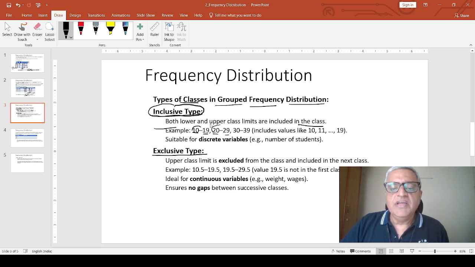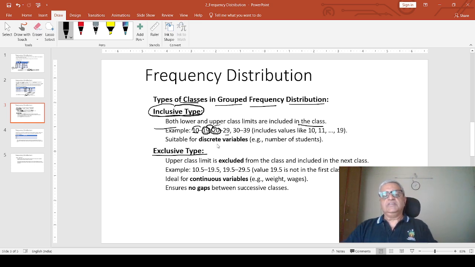And the most important thing to note is there is a gap between the lower limit of the next class and the upper limit of the previous class. Okay, so this is what you should look at in the inclusive type. And inclusive type is suitable for discrete variables. Discrete variables are whole numbers, number of cars, number of students is what we have seen, right?